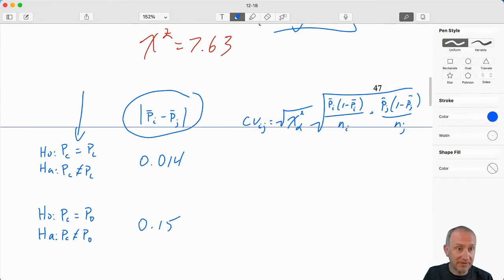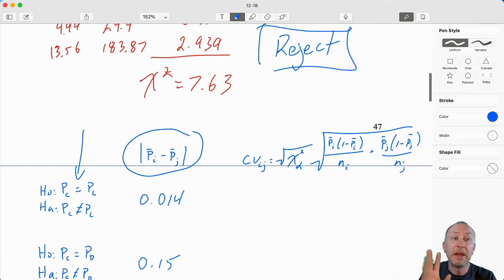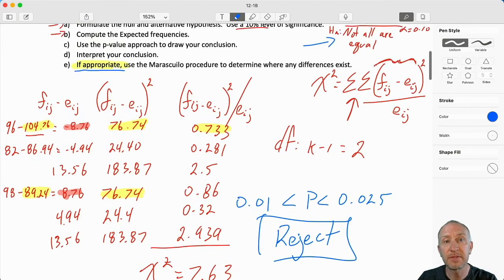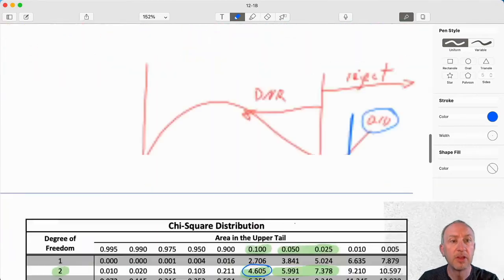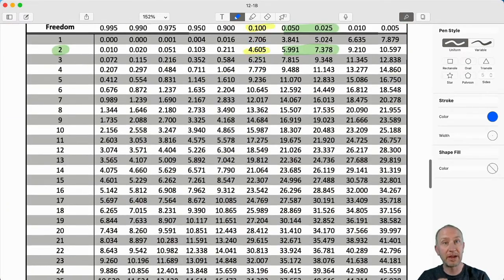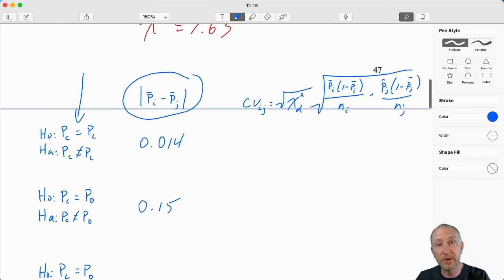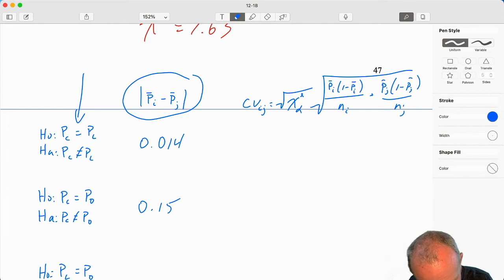Okay, now for our critical values. These are a little bit tedious. That's chi-square. We still are working with 2 degrees of freedom, same degrees of freedom as from our test. 2 degrees of freedom, alpha was 0.1. So if I come down to our chi-square distribution, here we have 2 degrees of freedom, and there's 0.1. There's our critical value here, 4.605. That will be the same for all 3 tests.